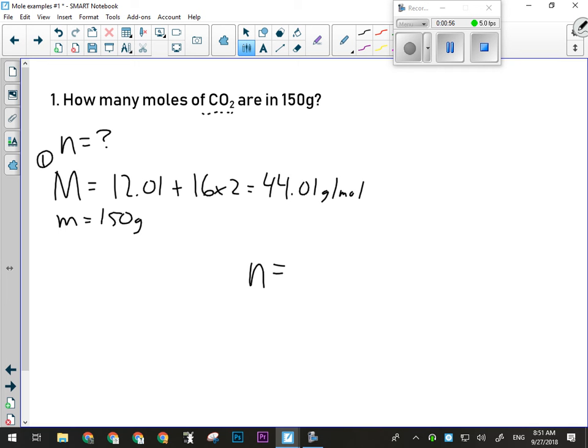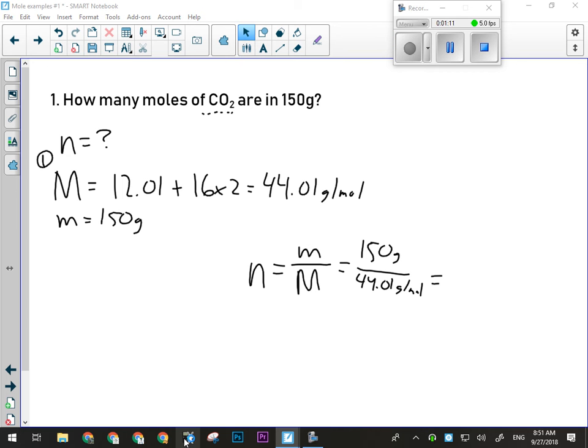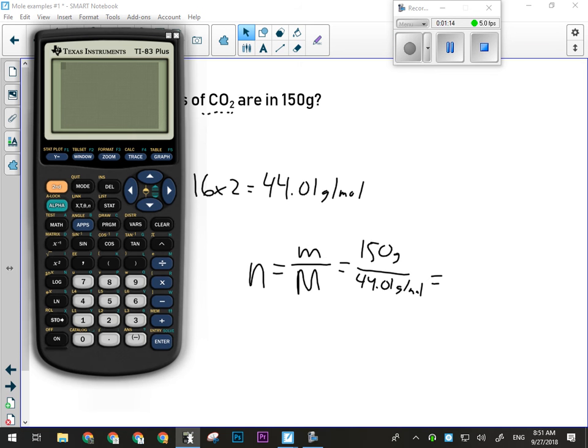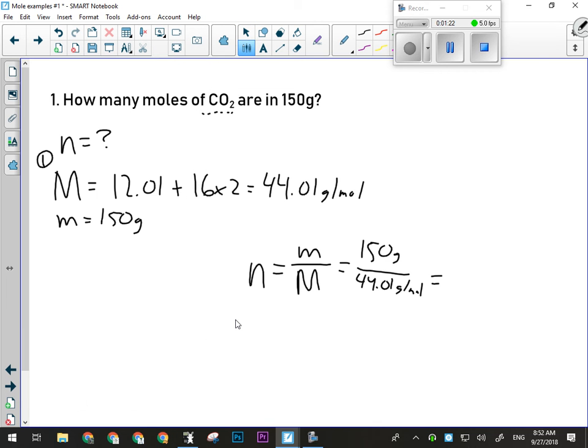Then we don't have to manipulate the formula for this one. We're already looking for N, so we just have to plug in our numbers. Little m was 150 grams, divided by big M, which was 44.01 grams per mole. So we're looking at 3.41 moles. So probably a 3-mark question. 1 mark for givens, 1 mark for your work, 1 mark for your answer.